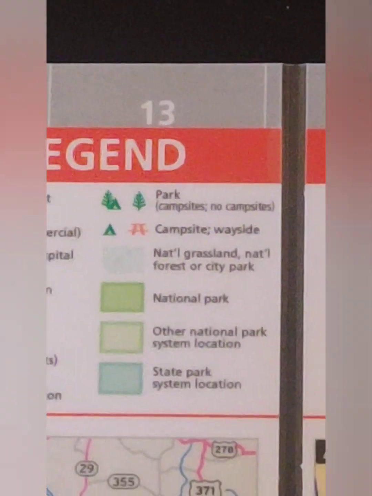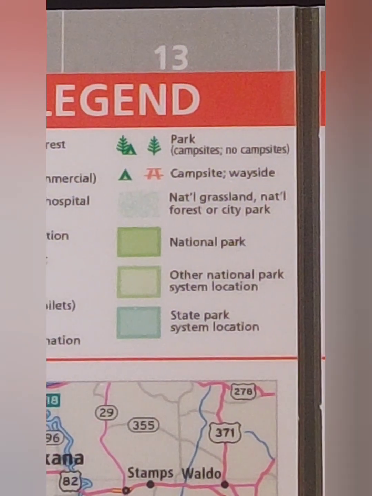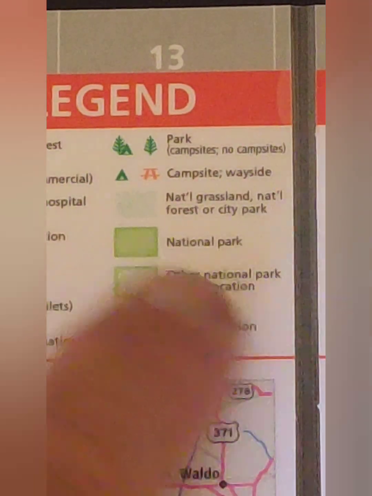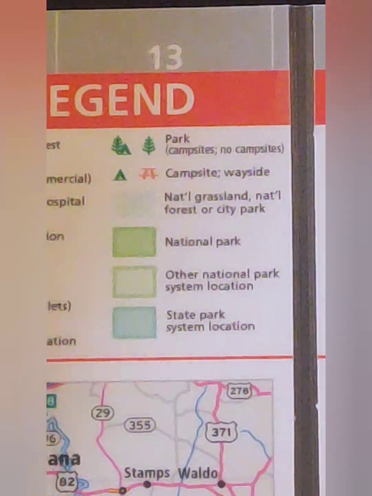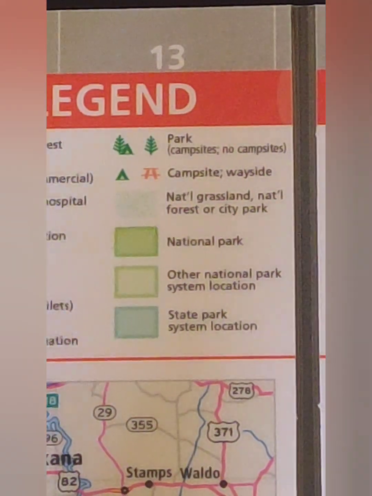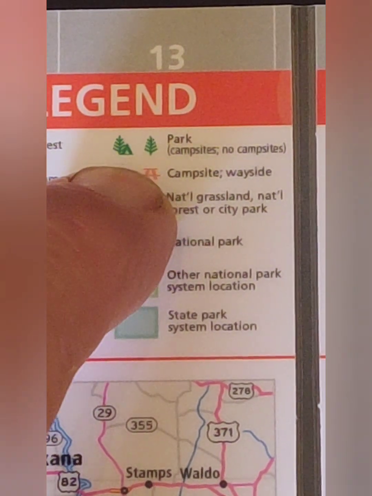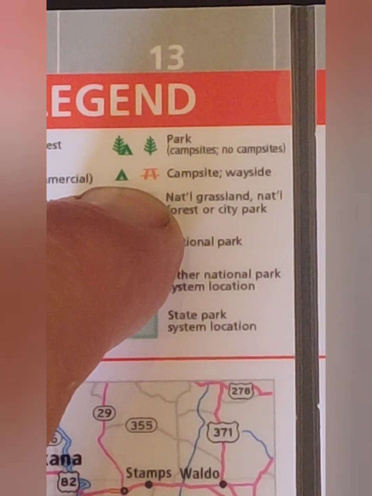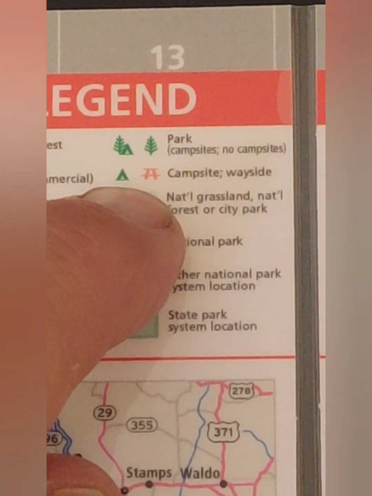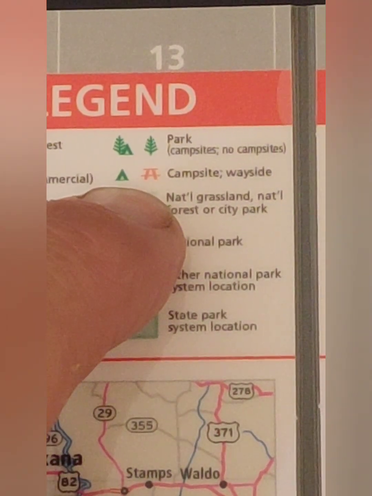Alright, so next, moving over here, we do have our parks. And if they have a little tent next to the tree, there's campsites. If it's just a tree, there's no campsites. And then you see here, just like we have a tent next to the tree there, if we have a tent, then it's a campsite. And these things are going to be all over because, you know, KOA has places all over the place.